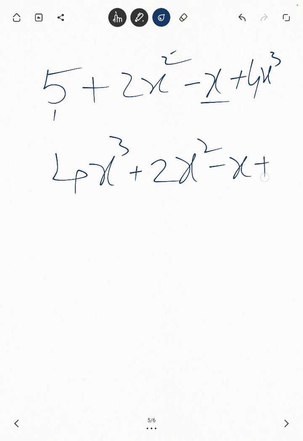What is the final one? 5. If you see here, I have arranged all the terms in such a way that the powers of the variables are in descending order. 3, 2, 1. And what is the power for this term? It's 0. As I already mentioned, x power 0 is 1. You will be seeing that in the coming videos. This is about standard form of an algebraic expression.